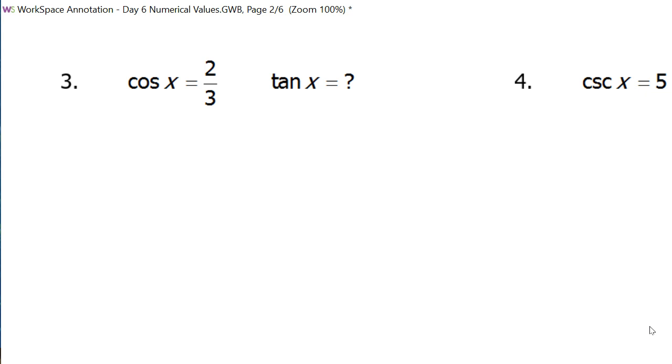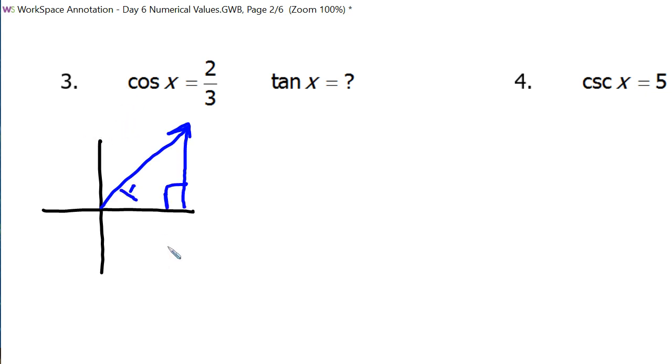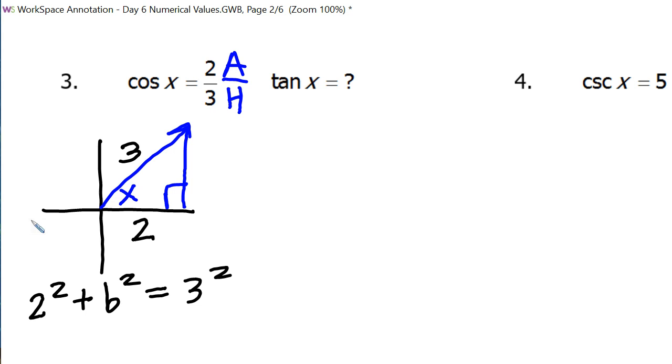Next one, number 3, we have cosine of X is 2/3. We're looking for the tangent. So again, let's go ahead and just use triangles to solve this. So draw your triangle in quadrant 1. Here's my angle X. And cosine is adjacent over hypotenuse. So the adjacent side is 2. The hypotenuse is 3. This time we'll actually have to use Pythagorean theorem to find that missing side. So that would be 2 squared plus b squared equals 3 squared. So 4 plus b squared equals 9. And when you subtract 4, b squared is equal to 5. And when we square root that tells us side b is just square root of 5.